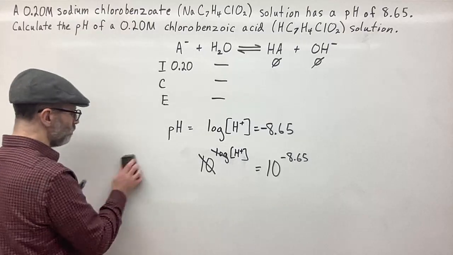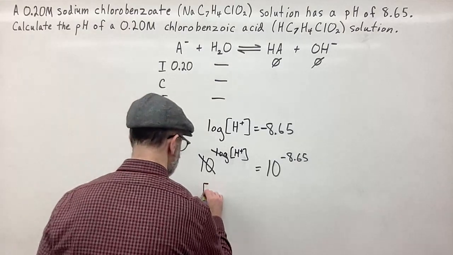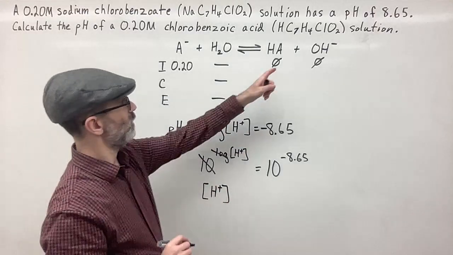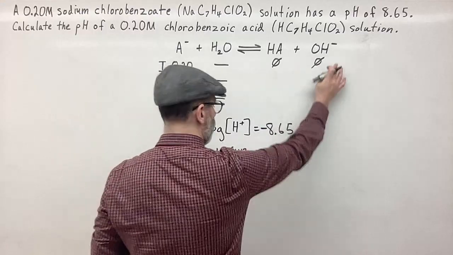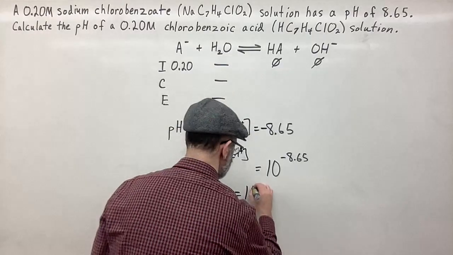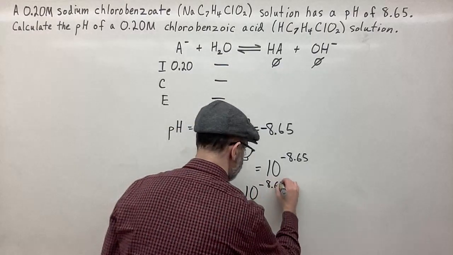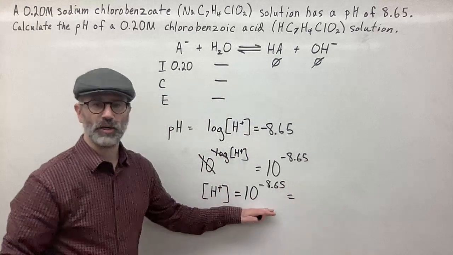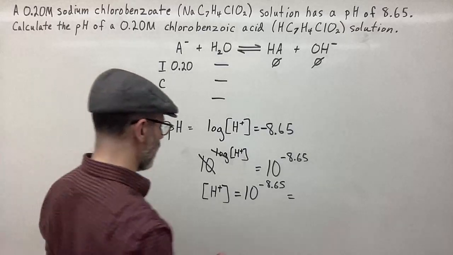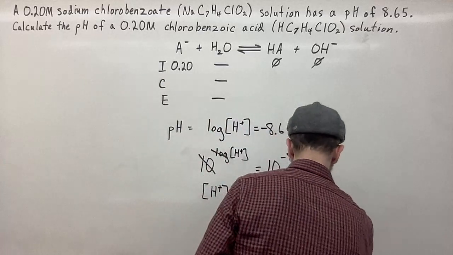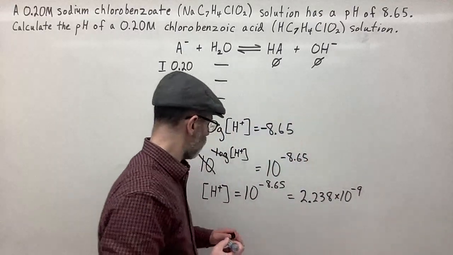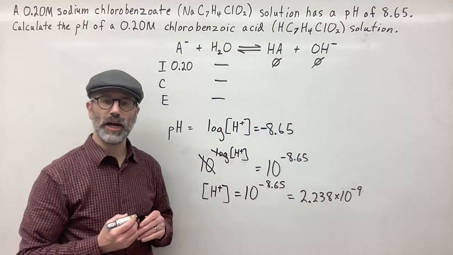So now I have the concentration of the hydronium ion, H plus. This is OH minus, we'll get to there in a second. And that's going to be equal to 10 to the negative 8.65. And then when I use my calculator to calculate that, I get 2.238 times 10 to the negative 9. Now, this is my H plus concentration.